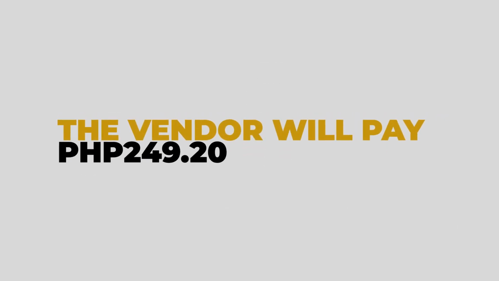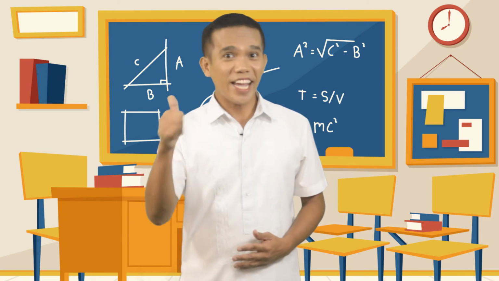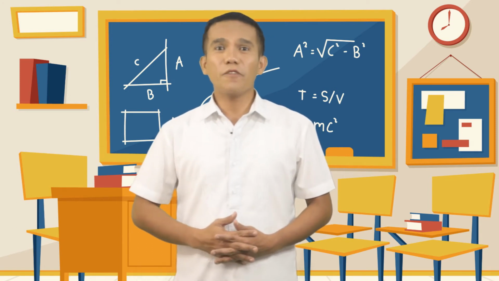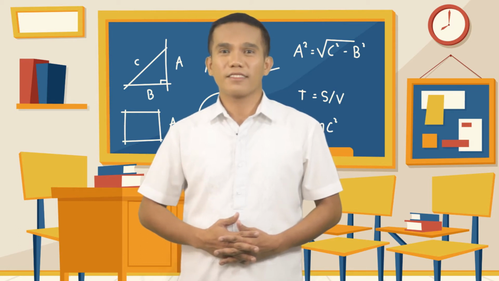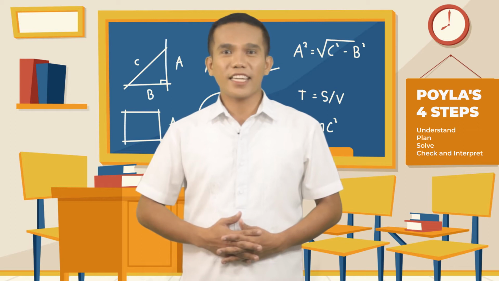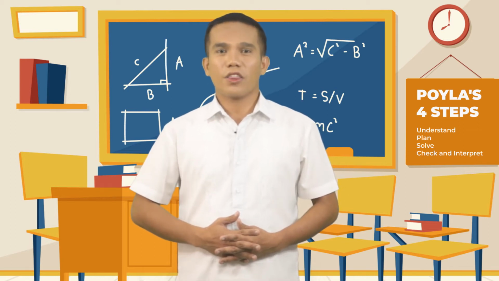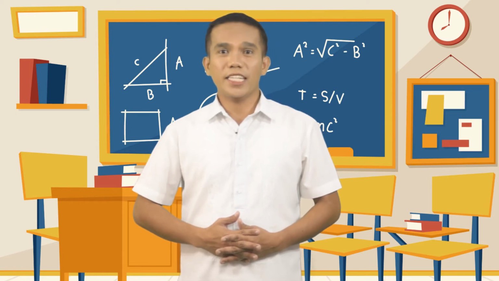The vendor will pay 249 pesos and 20 centavos. Did you get it right? Great! In solving the problem, we will use the Polya four-step test. First, understand. Second, plan. Third, solve. Fourth, check and interpret.